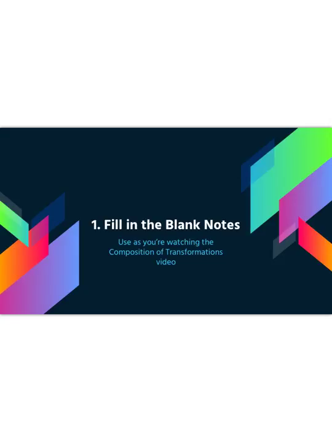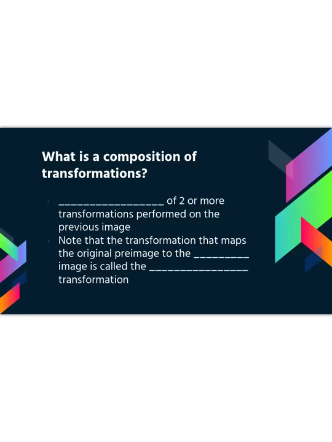In this video, we're going to learn about composition of transformations. A composition of transformations is a combination of two or more transformations performed on the previous image. Note that the transformation that maps the original pre-image to the final image is called the composite transformation.